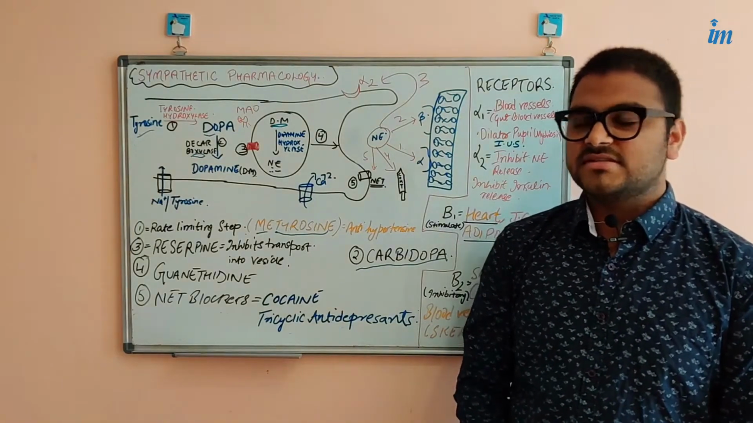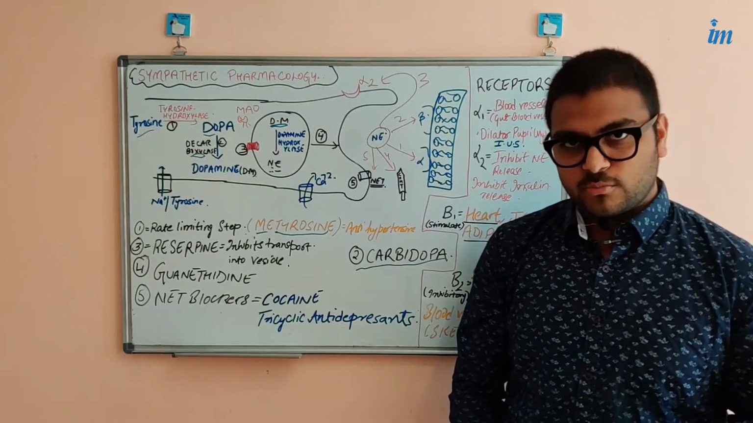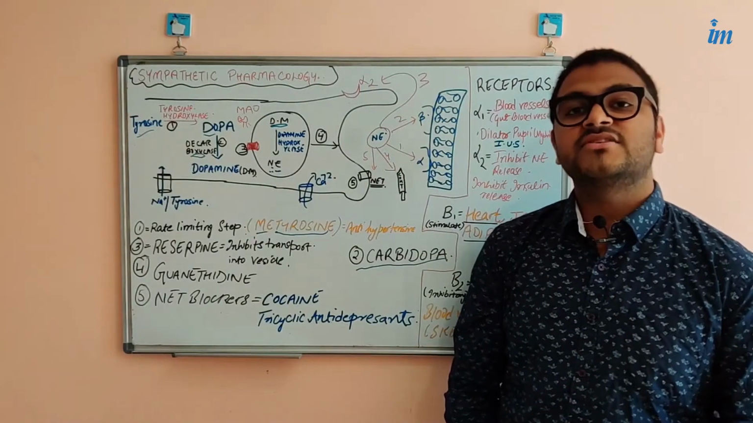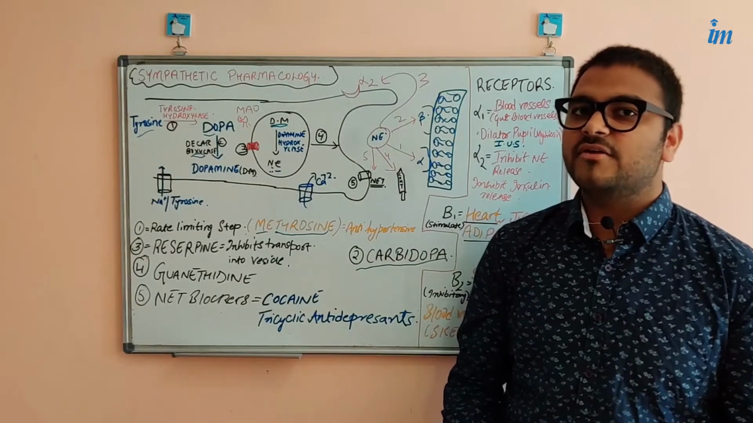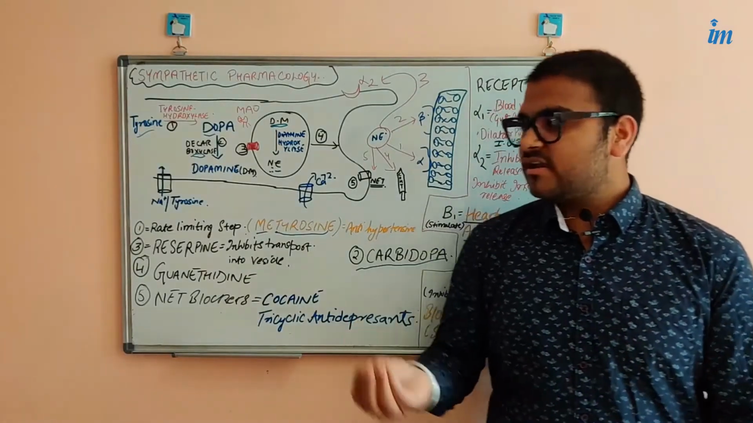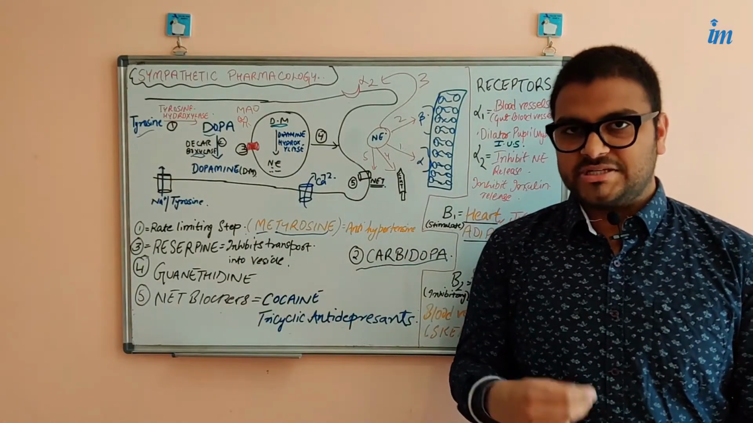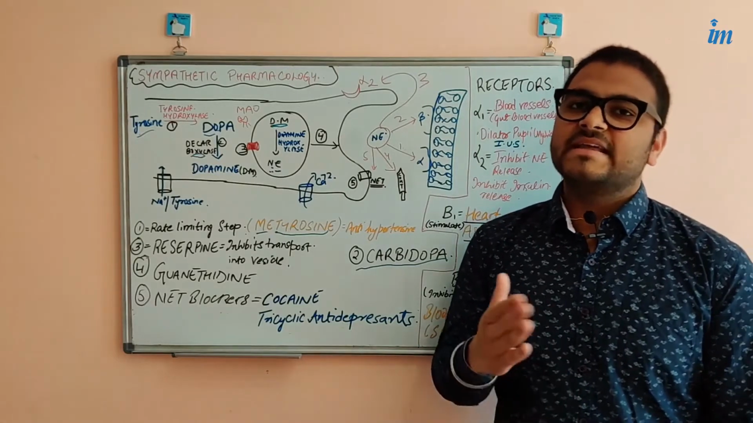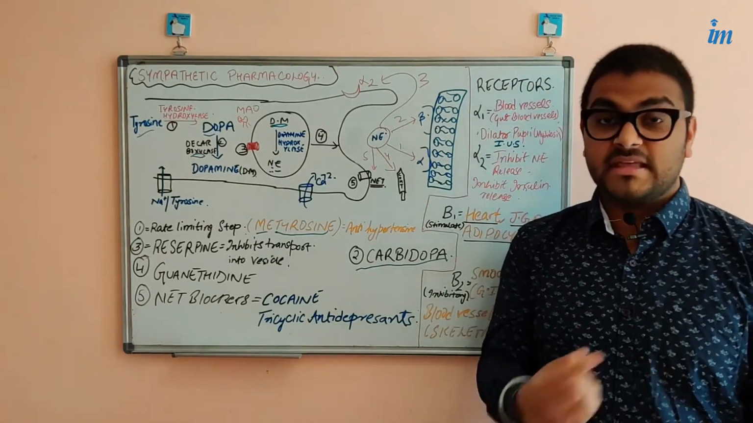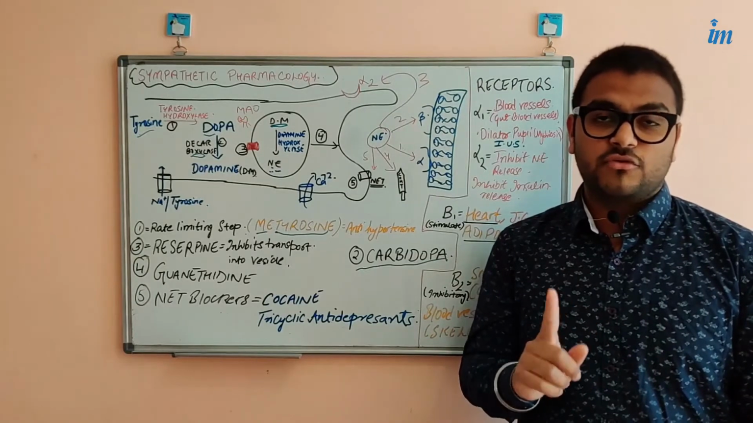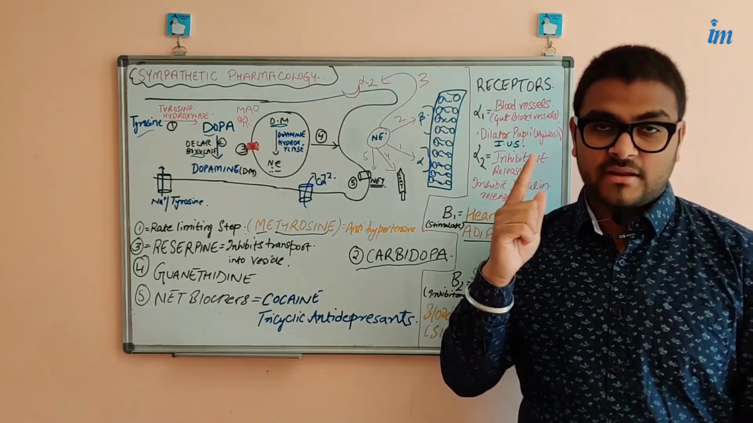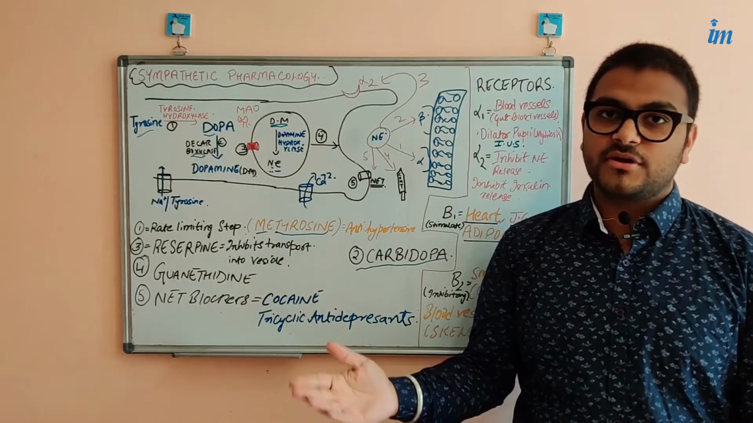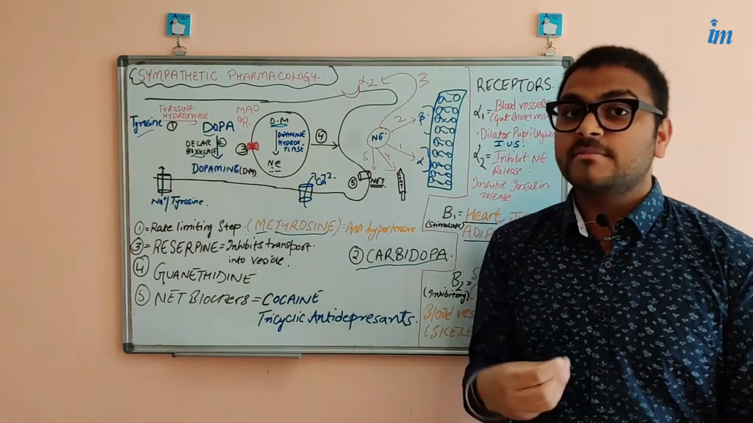So along with the levodopa, we give another drug called carbidopa. Why do we give that drug? Because if we are giving levodopa to a patient, this levodopa in the patient's blood can be converted into dopamine in the blood. Levodopa hasn't reached the brain, and it has already converted into dopamine in the blood of the patient.